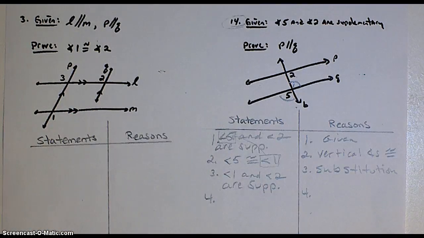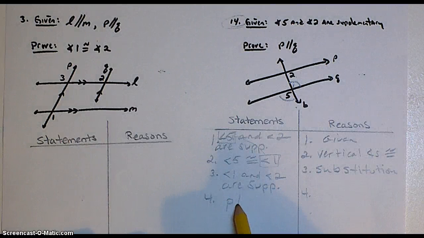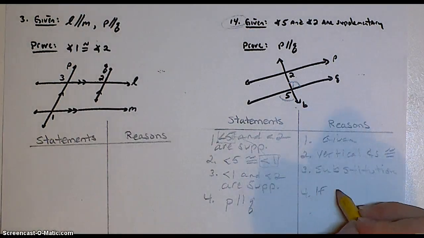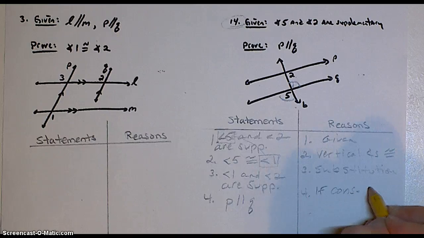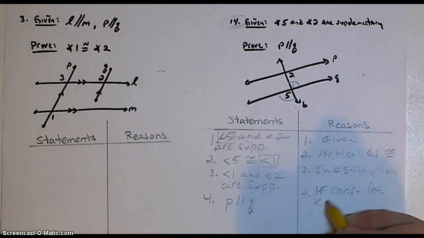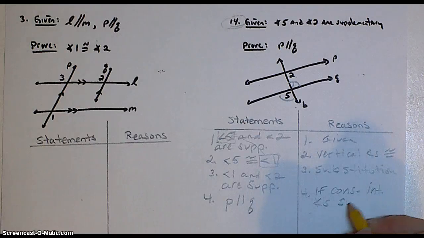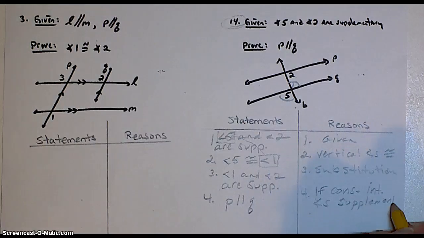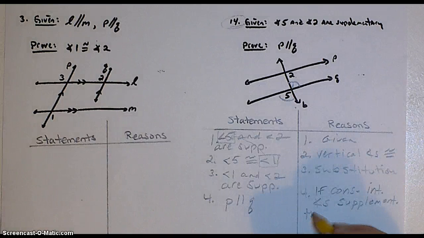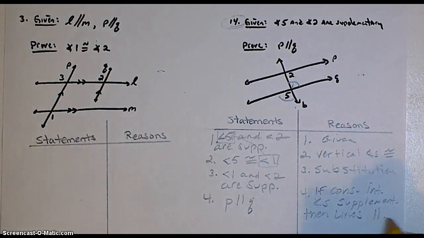Well, those are consecutive interior angles, so if they're supplementary, then the lines have to be parallel. So now I can make my conclusion: P is parallel to Q, because if consecutive interior angles are supplementary, then the lines are parallel. And then I'm done. I've proven that P is parallel to Q.